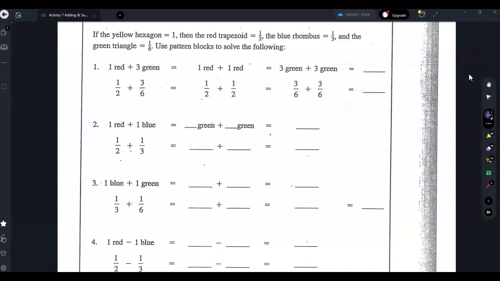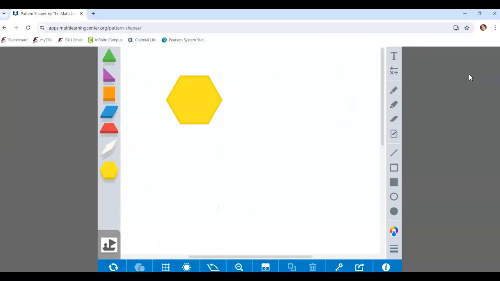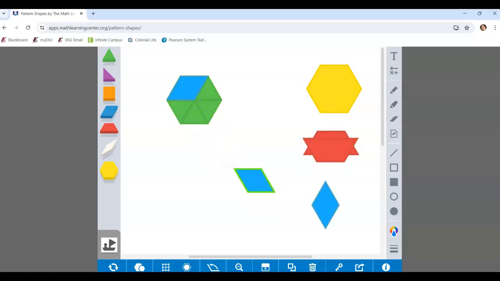For this activity, it says the yellow hexagon will be equal to one whole. And therefore, because we know that it takes two trapezoids to make one whole hexagon, that would make each trapezoid a half, since there's two halves in a whole. And then since there's three rhombi in a whole hexagon, that would make each rhombus a third. And since there's six triangles, that would make each triangle a sixth.